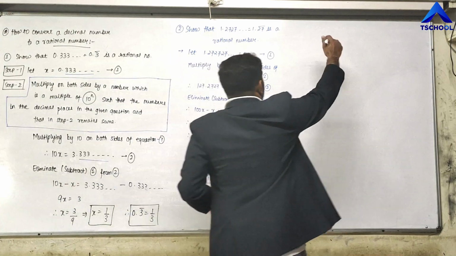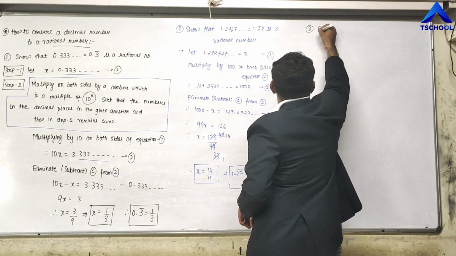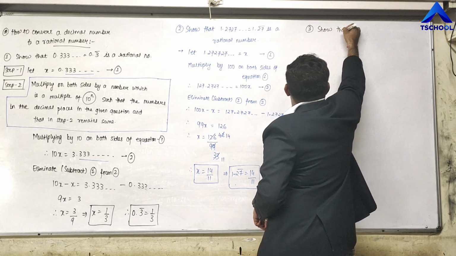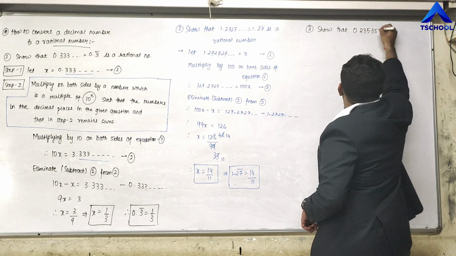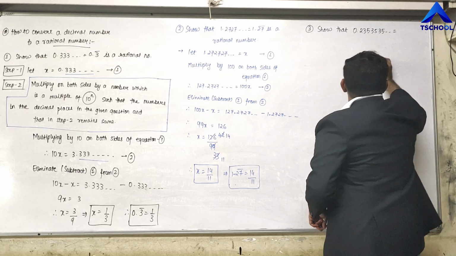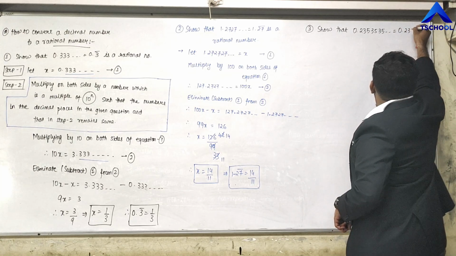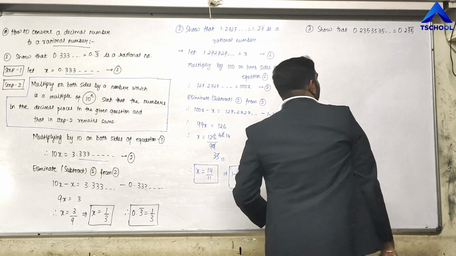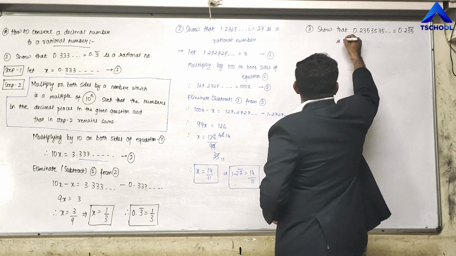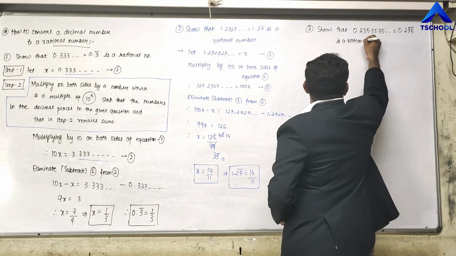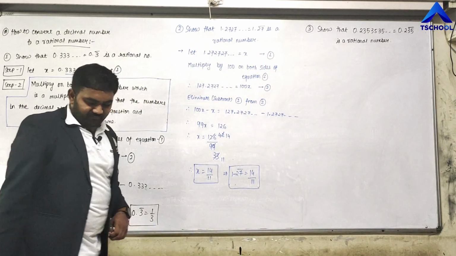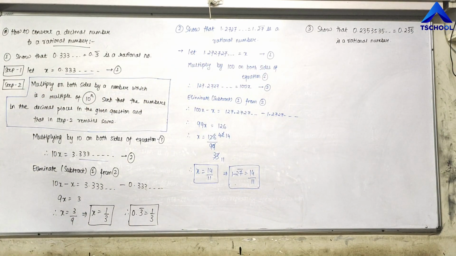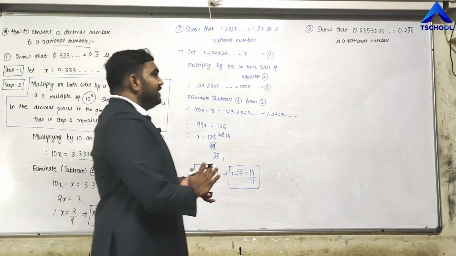Coming to the next one, or let me say the third one itself: show that 0.235 bar, there is a bar on the 35 only, is a rational number. Again, I have one more question, that is 0.2353535, or 0.235 bar, right? The bar is on 35 only.